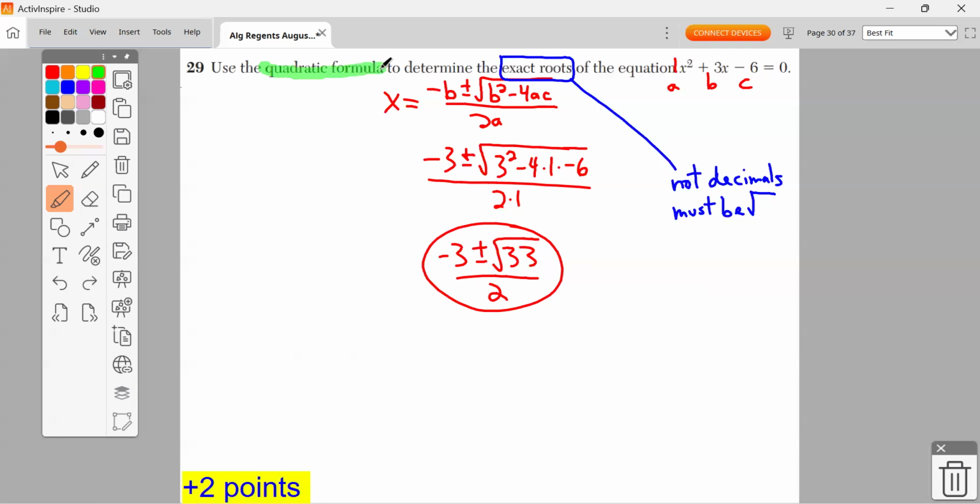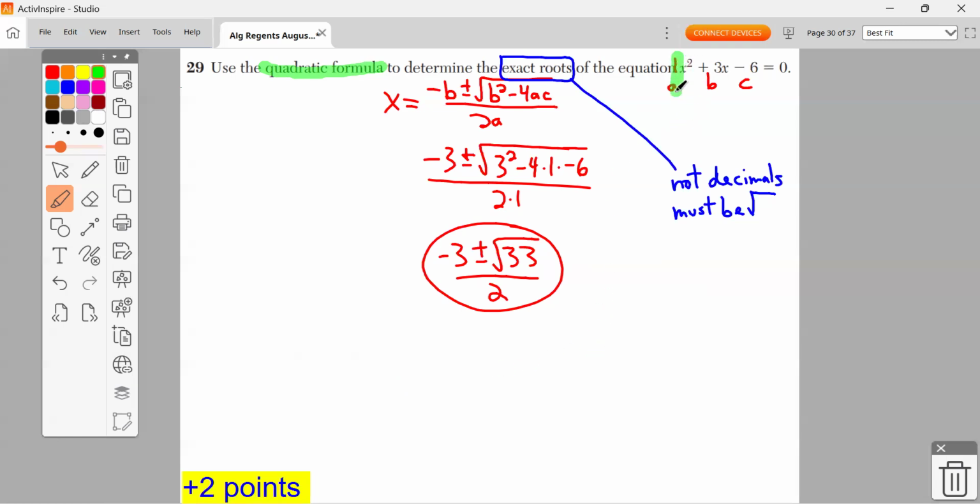In question number 29, use the quadratic formula. It says you must use the quadratic formula to determine the exact roots. When it says exact, they want it in radical form. Exact is not rounding to the nearest tenth. When you round, that's really an approximation. So when it says exact, they want it in simplest radical form.